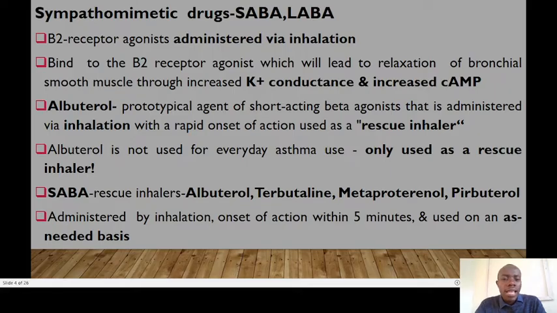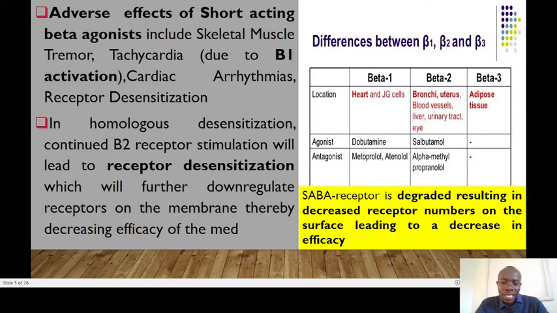So we could also have other examples of short-acting beta agonists like terbutaline or metaproterenol, and they are majorly administered via inhalation, as we have already indicated, and their onset of action is within 5 minutes, and they are just used as needed, okay, as needed. So they are only rescue inhalers, okay.